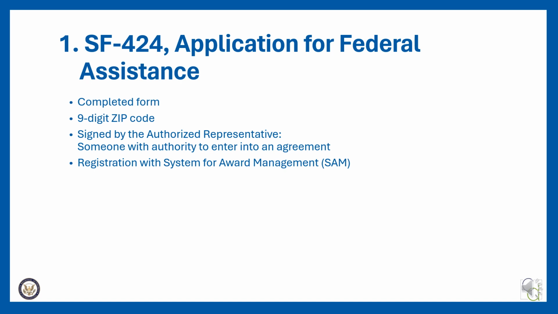And as I mentioned, there are several companion videos that dive deeper into different sections, and one of those is the SF-424, the 424A, and the budget narrative. So for this video, I'll just mention you need to find your 9-digit zip code. You will need to have an authorized representative sign it, and you will need to make sure you are registered with sam.gov. If you have not started that SAM registration process, I would urge you to do so immediately.